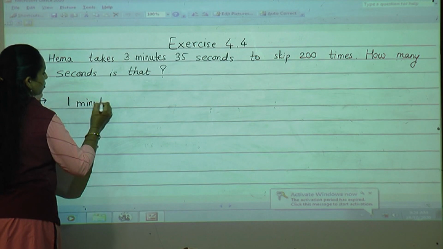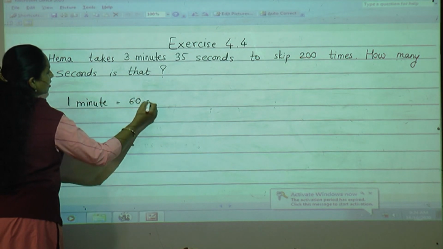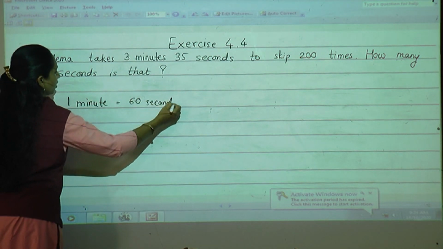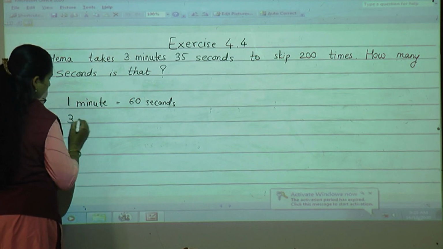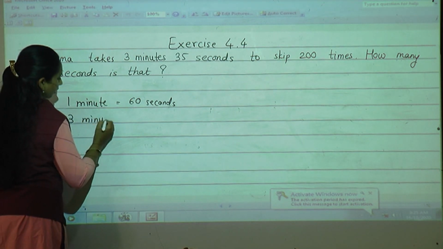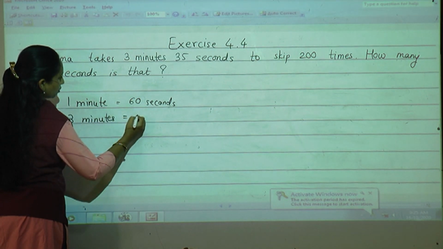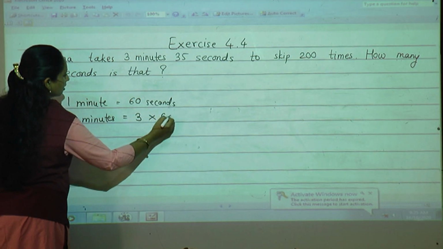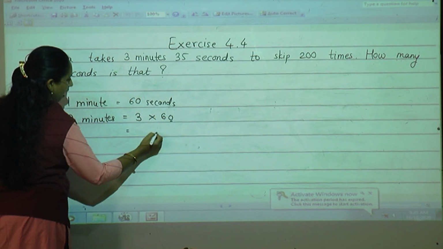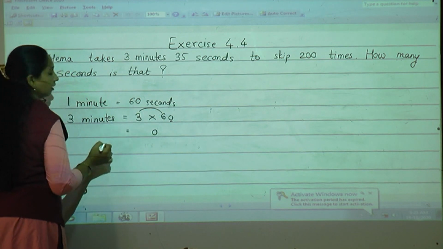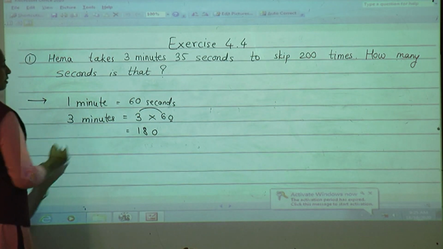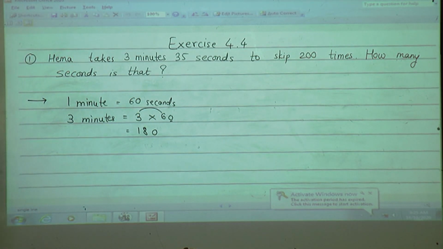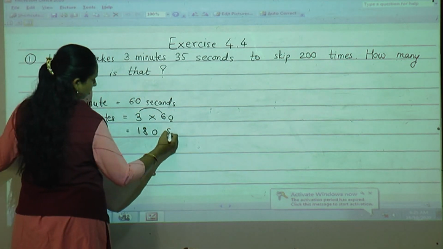1 minute is equal to 60 seconds, isn't it? So 3 minutes is equal to 3 multiplied by 60. So write 0 as it is. 3 6s are 18. So 3 minutes means how many seconds? 180 seconds.